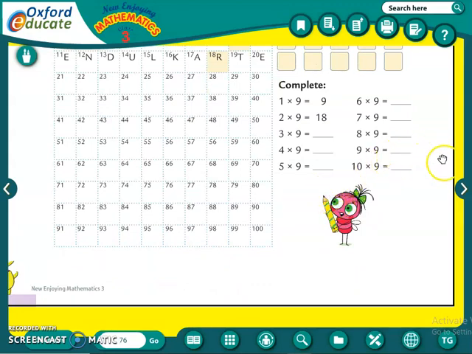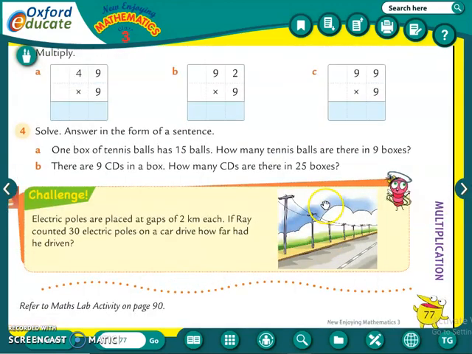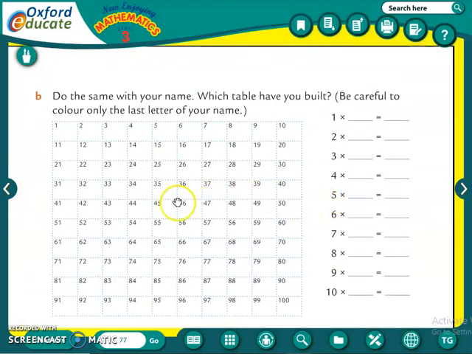Now we will go to the next page, exercise B. Whatever you had done in the previous page, the Tendulkar word you had written, same way you have to write your surname in this box. See, do the same with your name. With which table have you built? और आपको यहाँ पर अपना नाम लिखना है, सरनेम या नाम कुछ भी, पर एक ही वर्ड लिखना है.